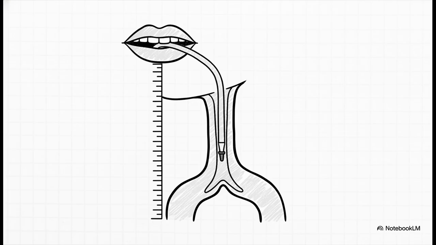But look, picking the right size tube is one thing. Putting it in the right place is just as important, right? The go-to formula for an oral tube is the child's age divided by 2 plus 12. That gives you the depth in centimeters right at the teeth. This is your best defense against accidentally intubating just one lung.